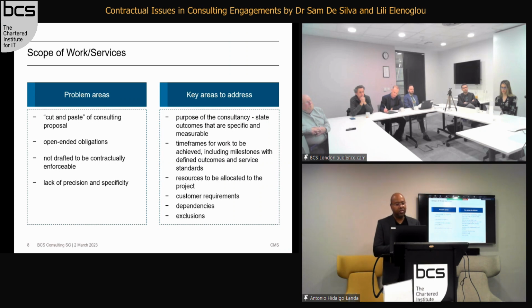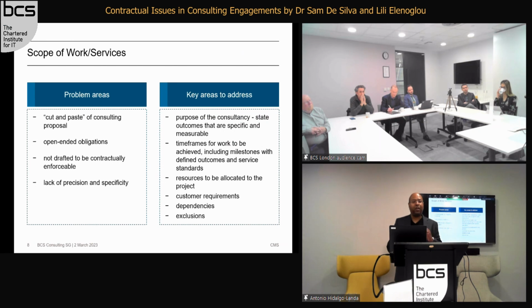Sometimes the scope of service is not drafted to ensure contractual enforceability. And why that's a problem from a client perspective is you get into a debate. The client thinks you promised this, you say, well, that wasn't the intention. So it needs to be quite precise what you're actually doing.